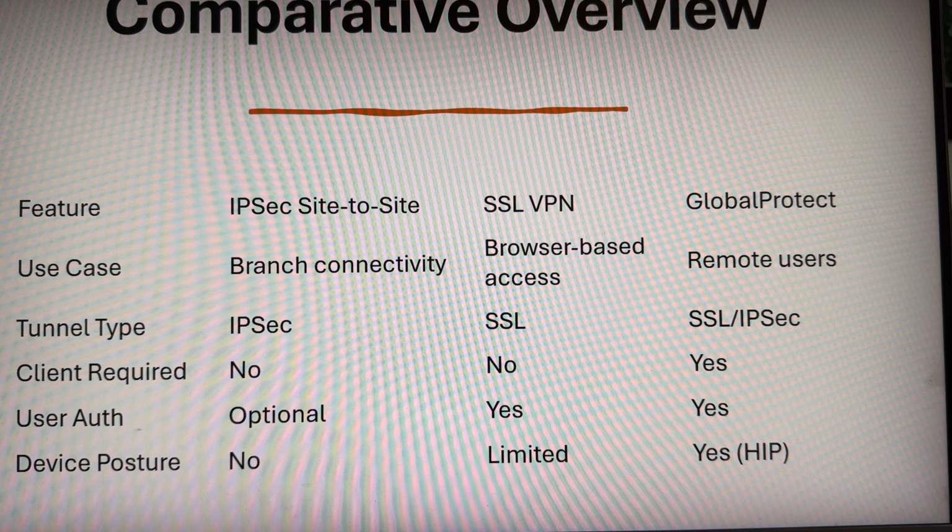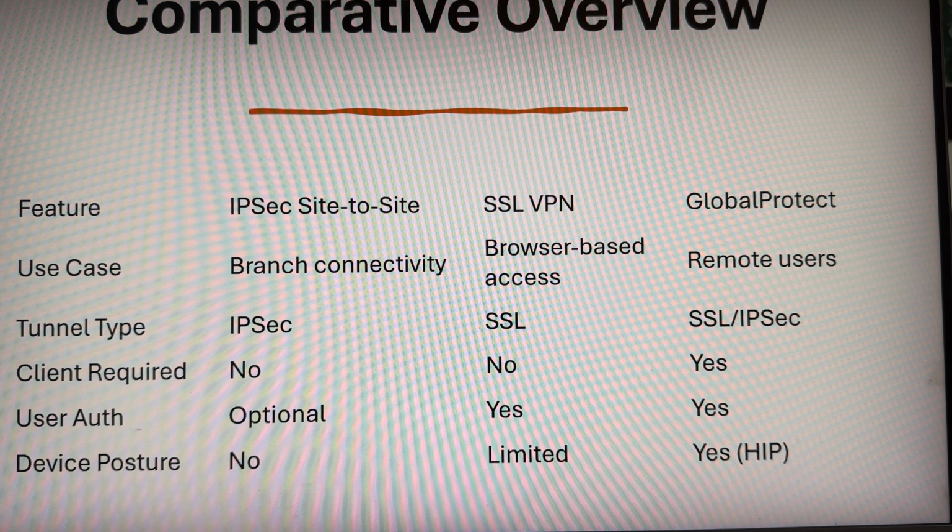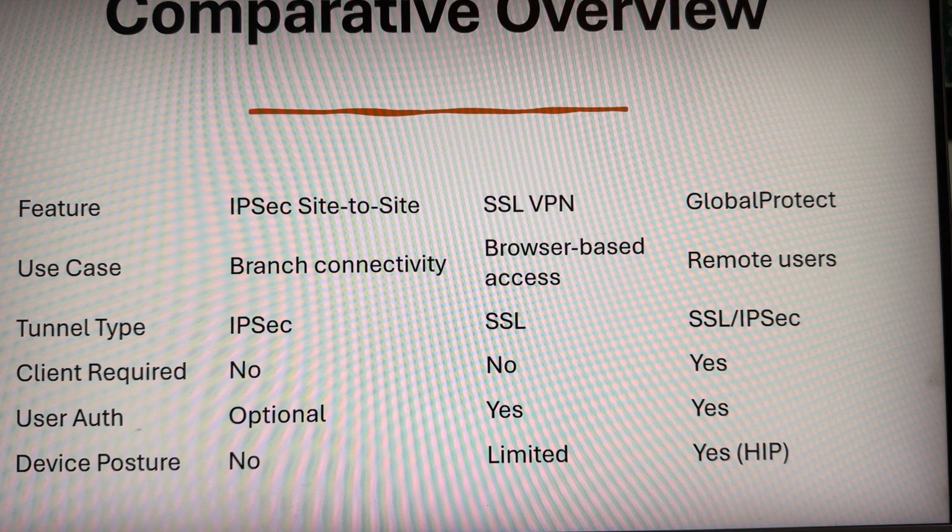Comparative overview. Features: IPsec site-to-site, SSL VPN, and GlobalProtect. Use case: branch connectivity, browser-based access, remote users in GlobalProtect. Tunnel type is IPsec, SSL, SSL/IPsec. Client required: no in IPsec site-to-site, no in SSL, yes in GlobalProtect. User authentication is optional in IPsec, yes in SSL VPN, yes in GlobalProtect. Device posture: no in IPsec, limited in SSL VPN, HIP in GlobalProtect.